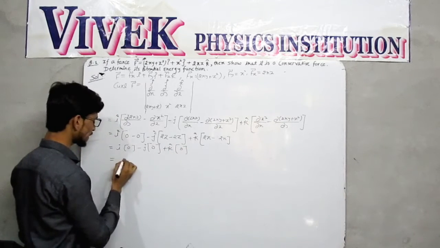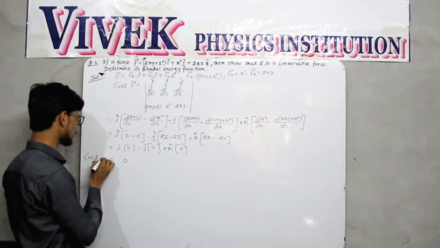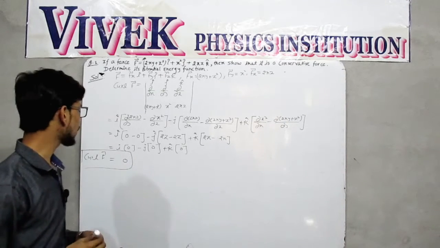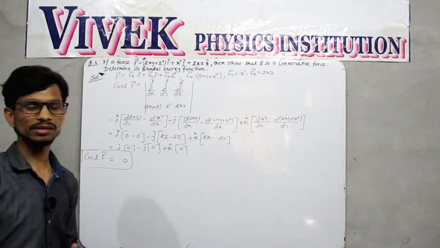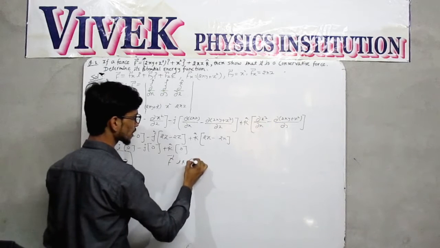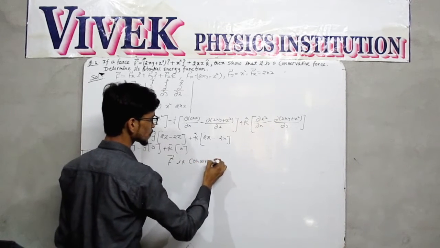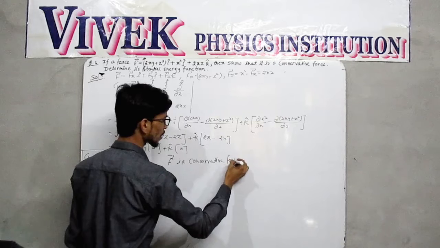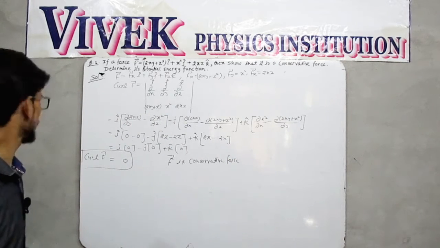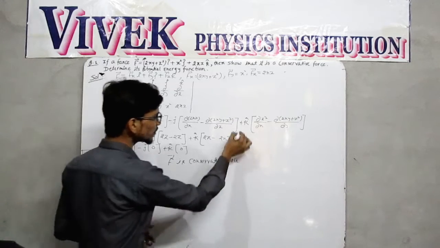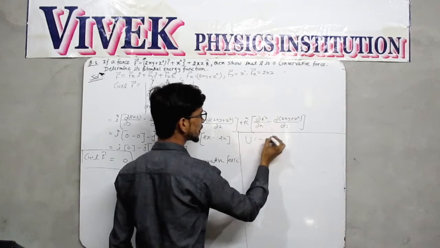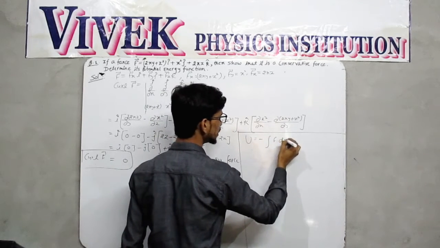So we can write the curl of the given force equals 0, and this was to be proved. As the curl of the given force is equal to 0, we can say that the given force is conservative. So F is a conservative force. Now it remains to determine the potential energy function of the given force, which is given by U equals minus integral F dot dr.